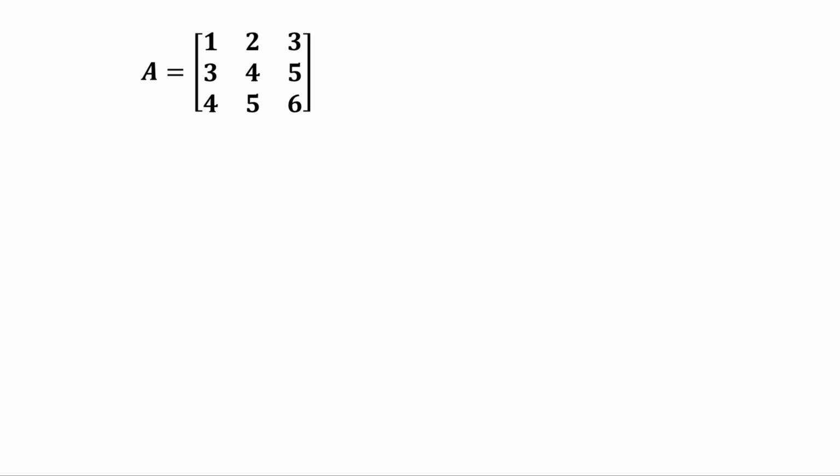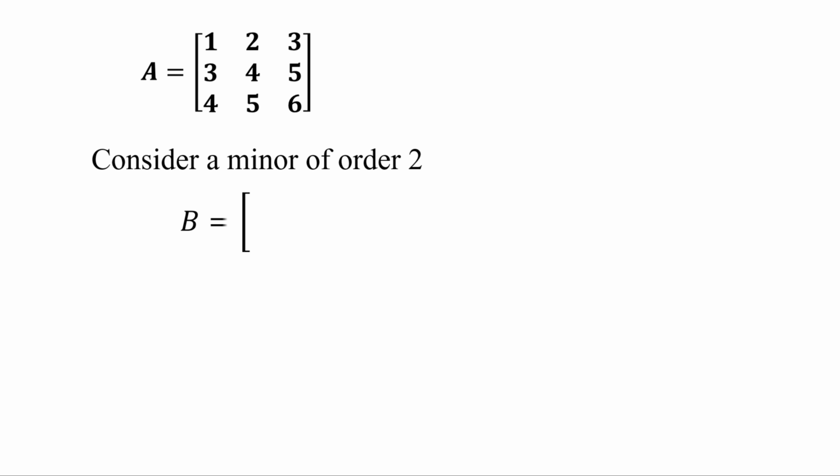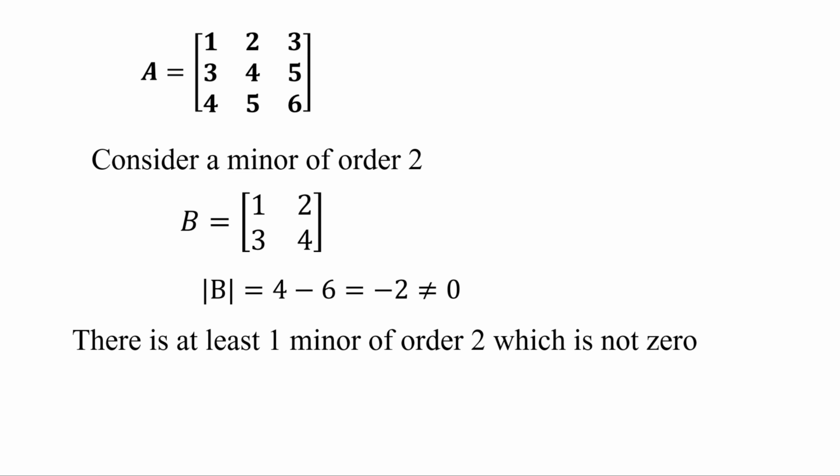Next, let's consider a 2 by 2 minor of matrix A. Here are all the possible combinations you can form. Consider a minor of order 2 named as matrix P. We find the determinant for this matrix. So you get 4 minus 6, and this is not equal to 0. So P is a non-singular matrix. That means the rank of matrix A is 2.